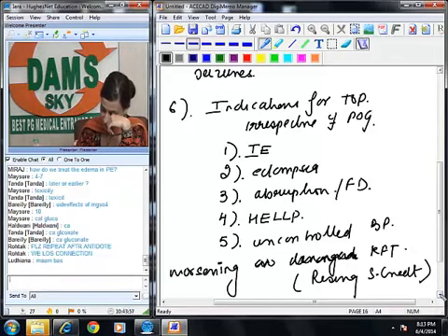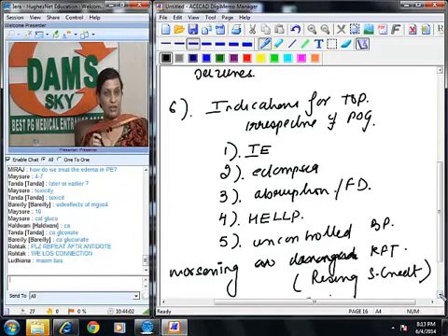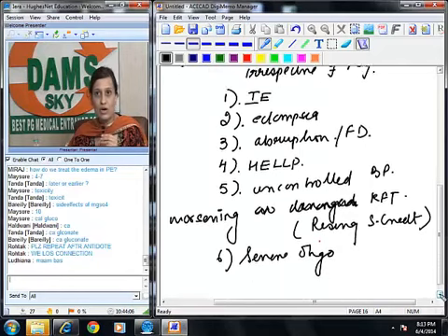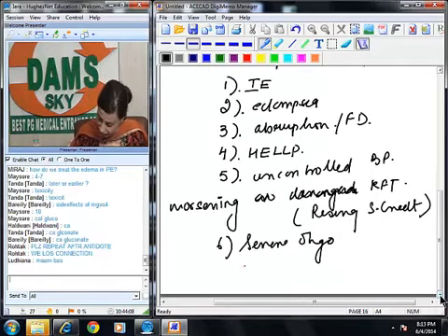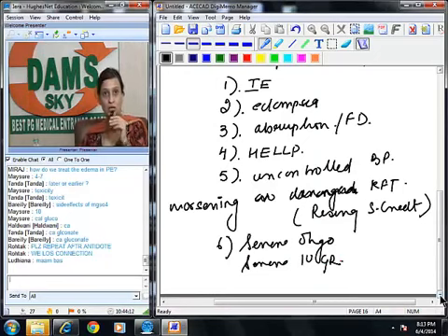Finally, we say severe oligohydramnios with severe IUGR. Severe oligohydramnios with severe IUGR is again an indication for termination of pregnancy.